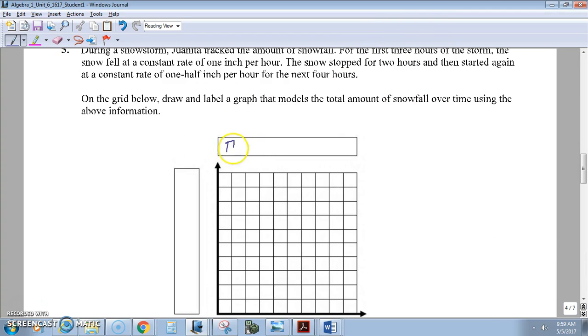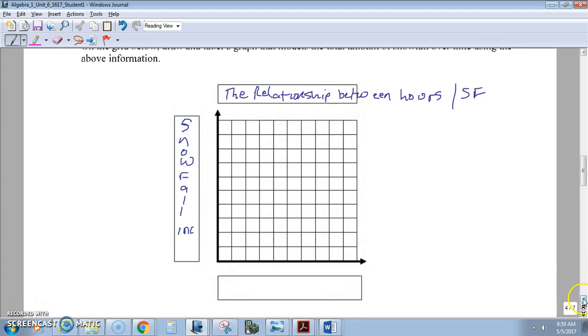So the relationship between hours and snowfall, and then the amount of snowfall is going to be on this side in inches. And then on the x-axis, that's going to be time in hours. That's the independent variable.